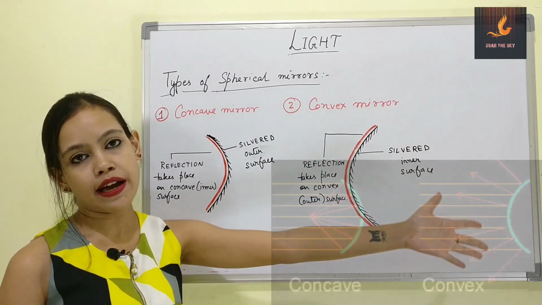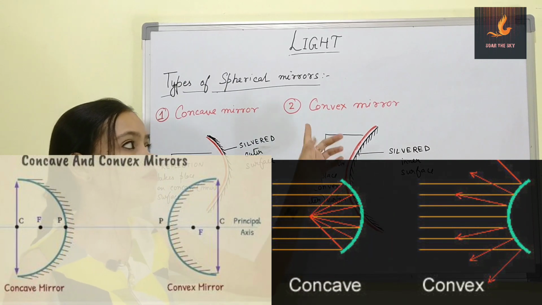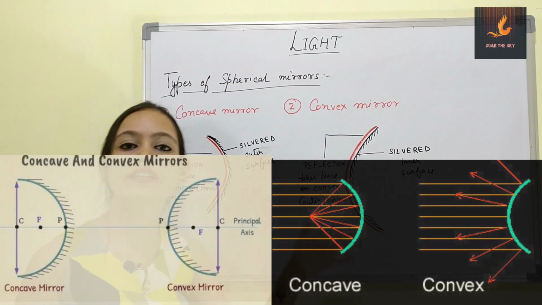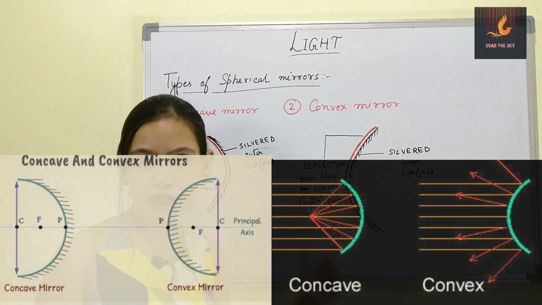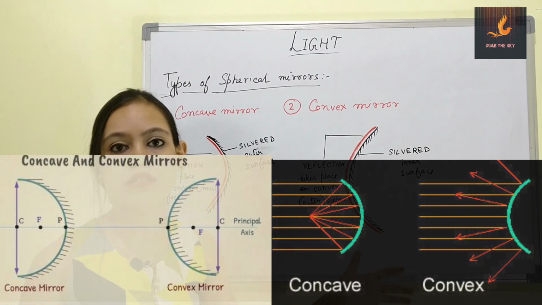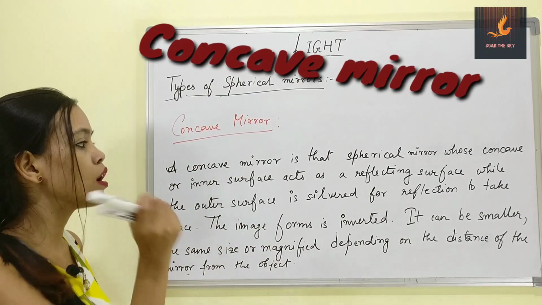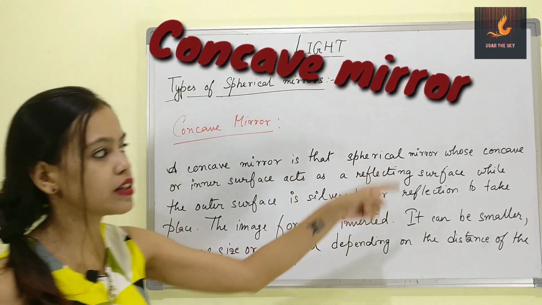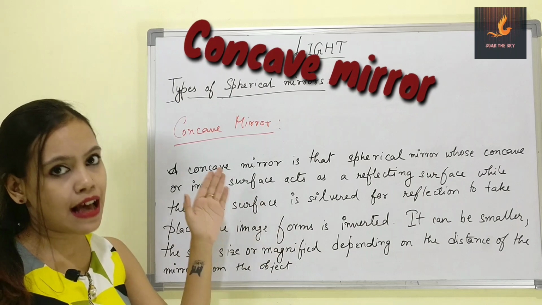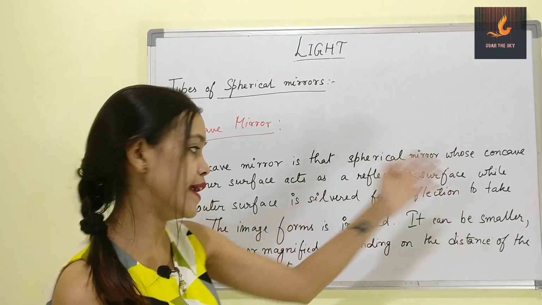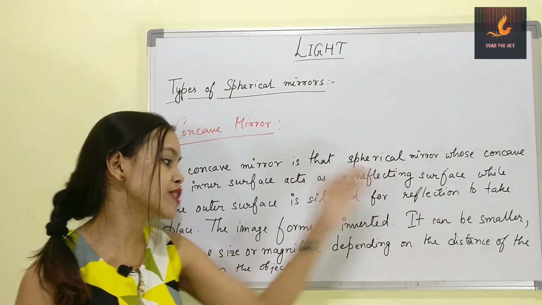Alright, so this is the schematic diagram, and here you can also see the picture that I have attached for these two particular mirrors, and you can clearly get an idea how they look and how the reflection of light takes place in these two mirrors. Here comes the definition of a concave mirror. A concave mirror is that spherical mirror whose concave, that is inner surface, acts as a reflecting surface while the outer surface is silvered for reflection to take place.